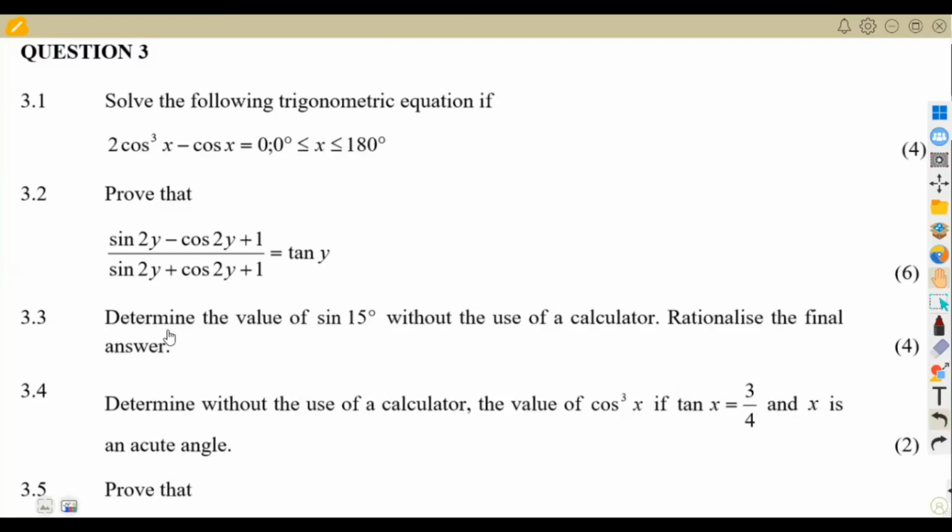Still on our revisions on the trigonometry from our follow-up exam revisions that we are going to be focusing on.